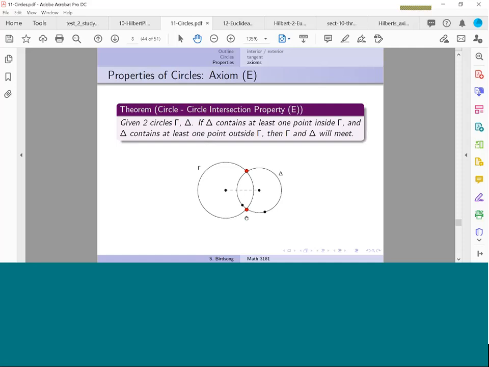All right, so that's the circle-circle intersection property. Basically what it says is circles intersect nicely with each other.